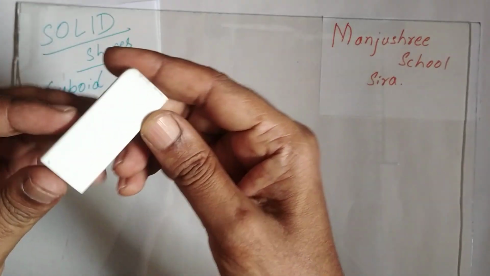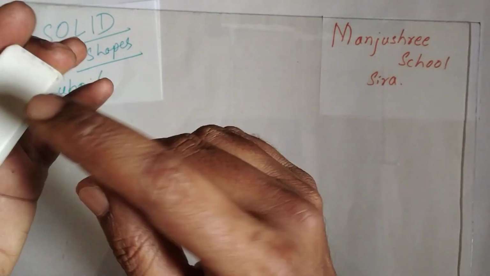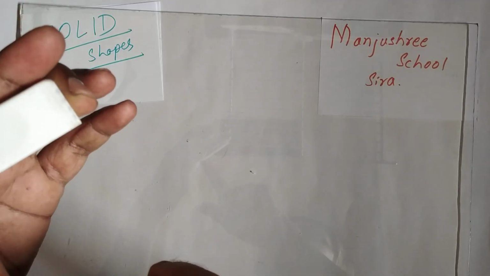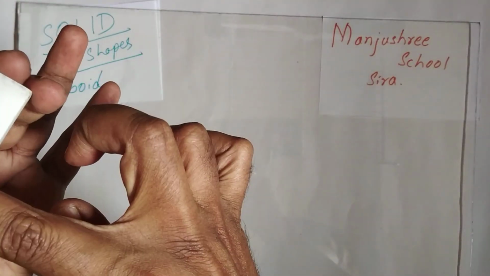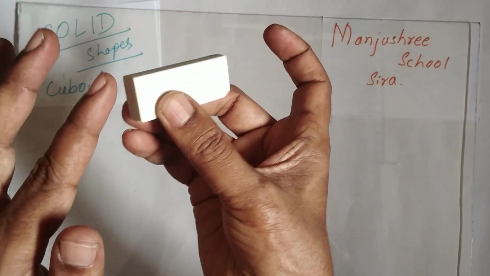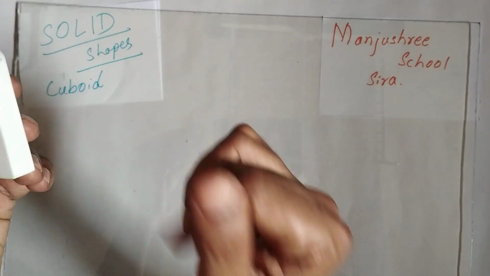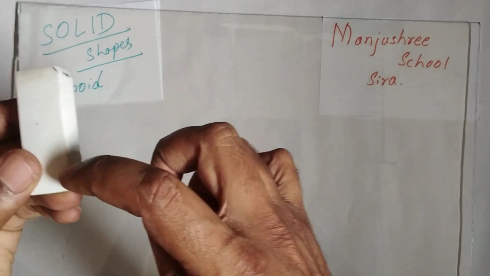Okay, you can see that the opposite surfaces are equal in size. This is equal to this, and this is equal to this, and this is equal to this. Okay, one more observation is you can see the edges. These are called the edges.